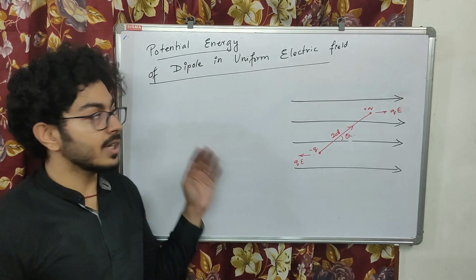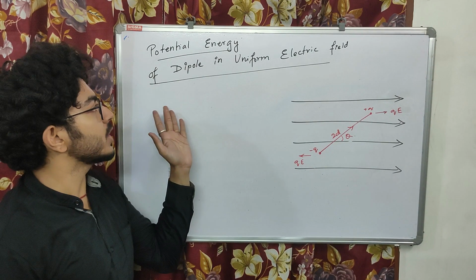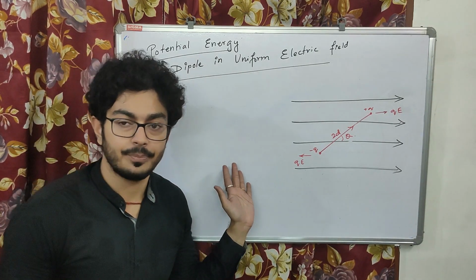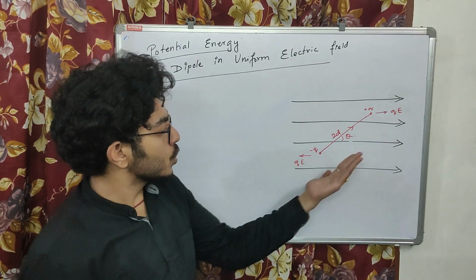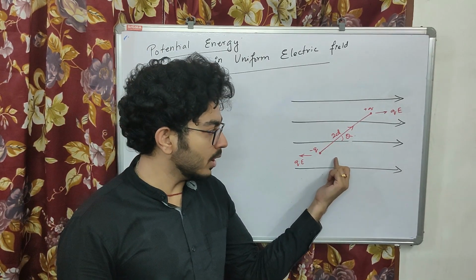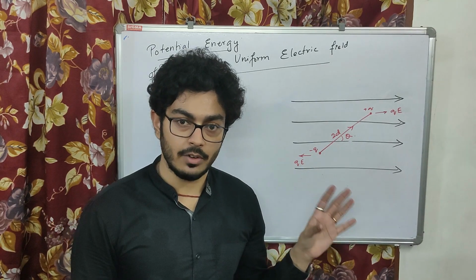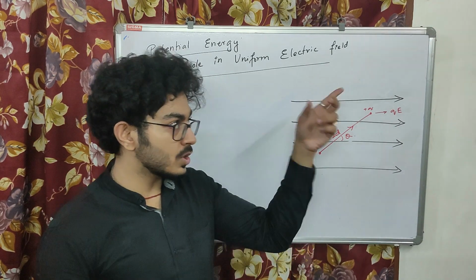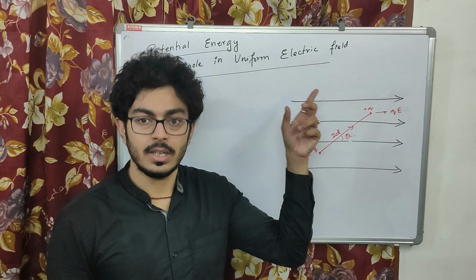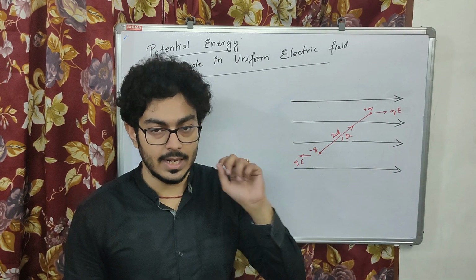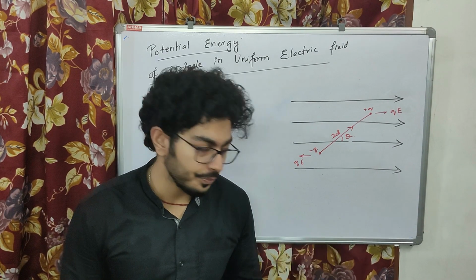So this is our next topic, electric potential energy of a dipole in a uniform electric field. Let us understand this. Here we have an electric dipole. If you don't have any idea of what an electric dipole is, please go to the link given here. You are going to get detailed information on electric dipoles.